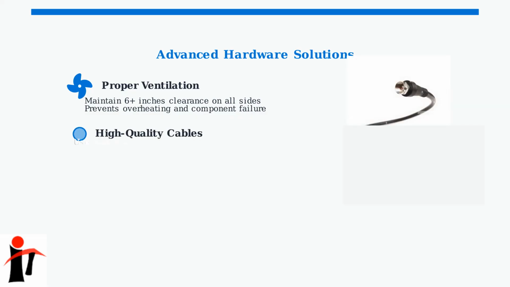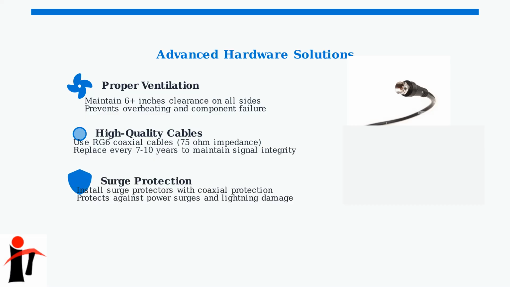Cable quality is critical for maintaining strong signal strength. Professional-grade RG6 coaxial cables with proper 75 ohm impedance should be used, and these cables should be replaced every 7 to 10 years as they degrade over time. Surge protectors with coaxial protection are essential for preventing damage from power surges and lightning strikes. These specialized protectors safeguard both the power and signal lines to your equipment.